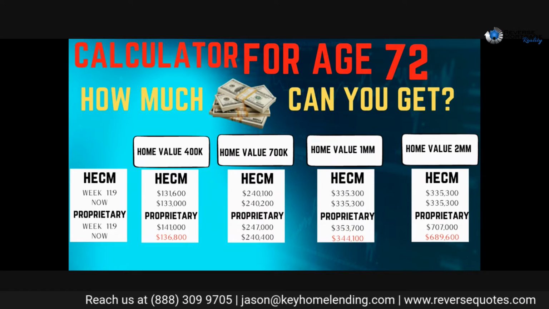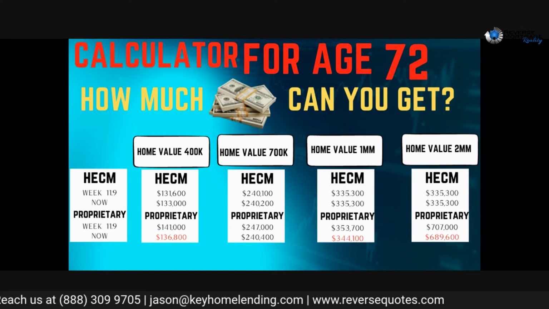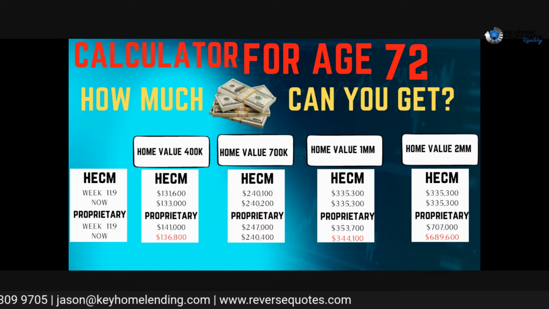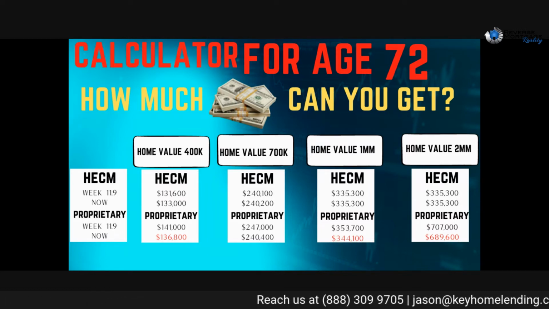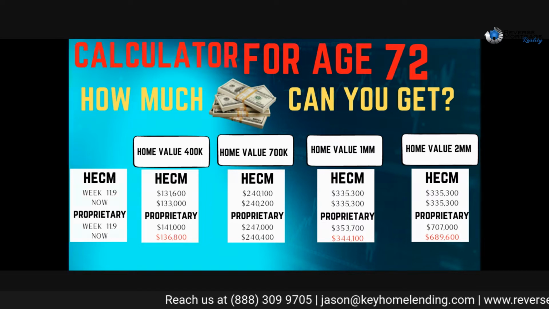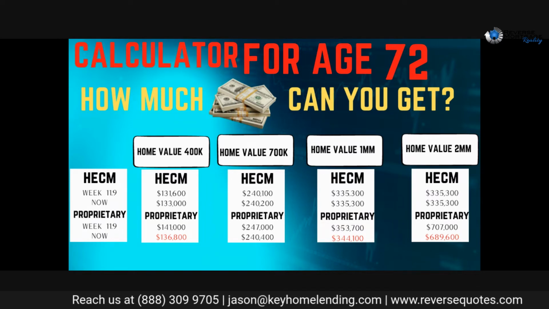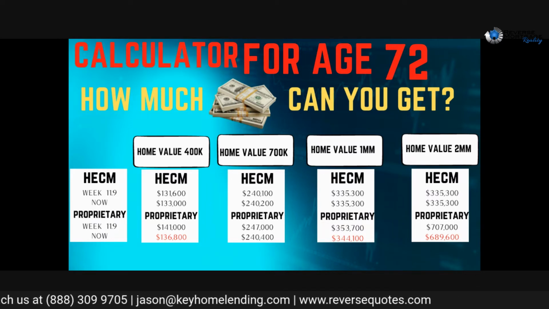Why is this? Well, if you've been with me for a while, you understand. But the maximum home value with a HECM, again, the government reverse mortgage, is $970,800. So whether your home value is $1 million or $2 million, both of those are over that, so you'll see the exact same loan size.